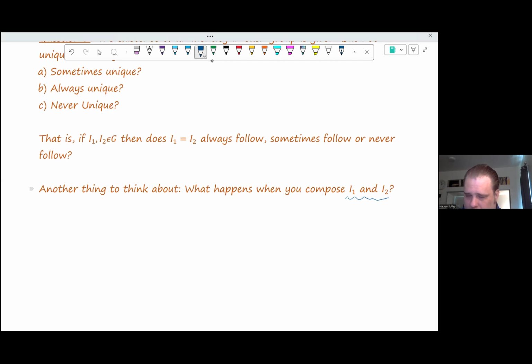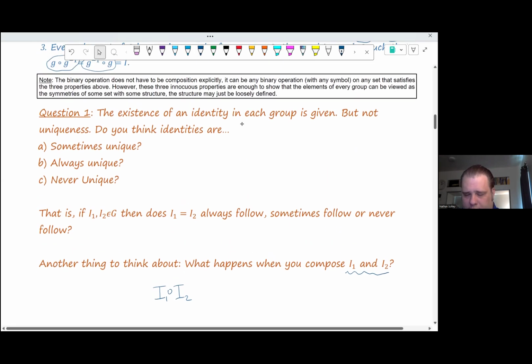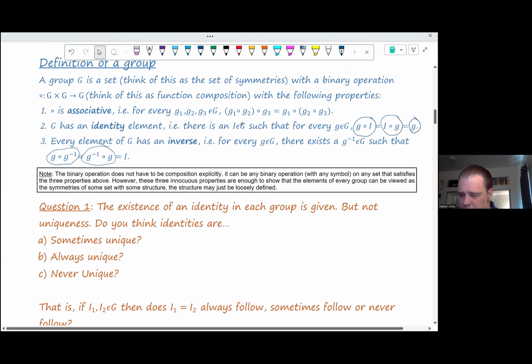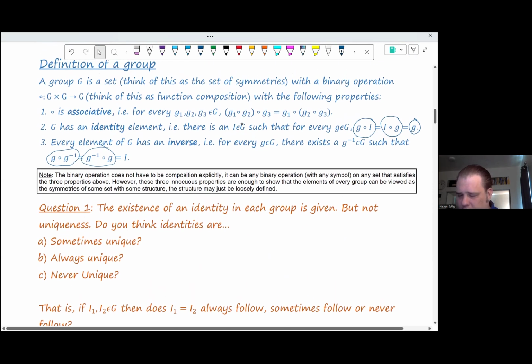So let's think about this idea here. I have I1 composed with I2. And what would the outcome of this be? And what can we argue the outcome would have to be? Well, if I go up a little bit and think about what it means to be the identity, any identity has the property that if I compose it with any other group element, then I get that group element.